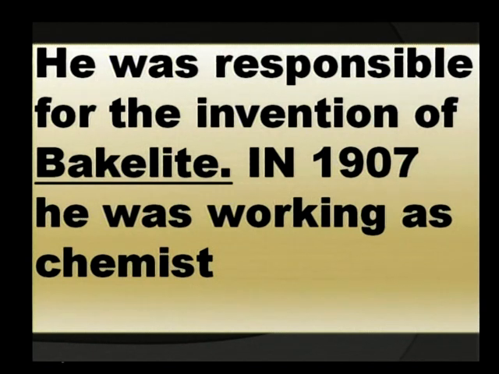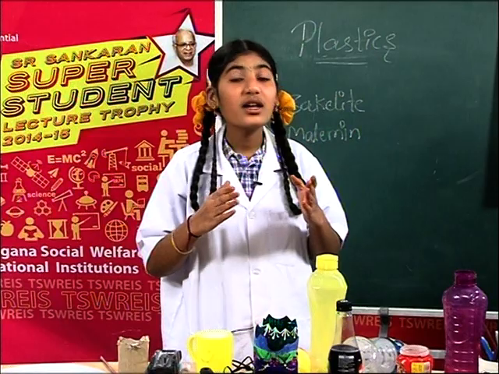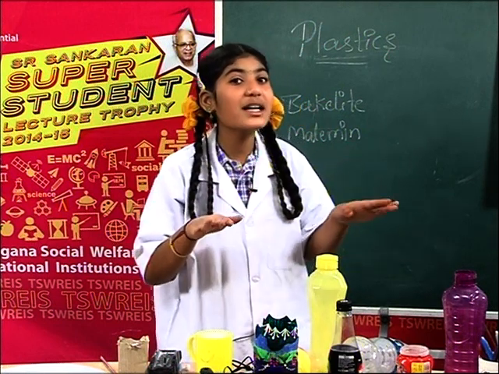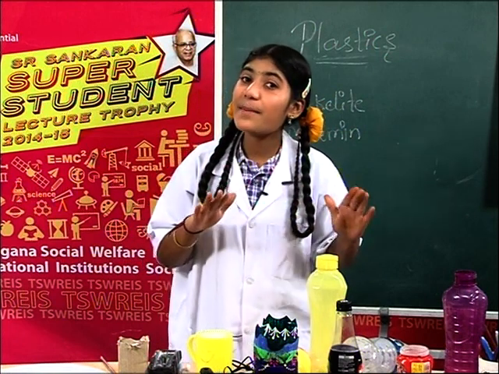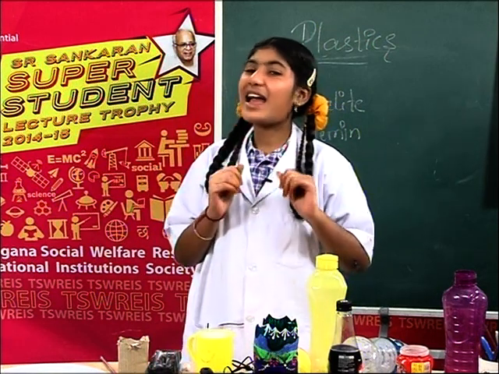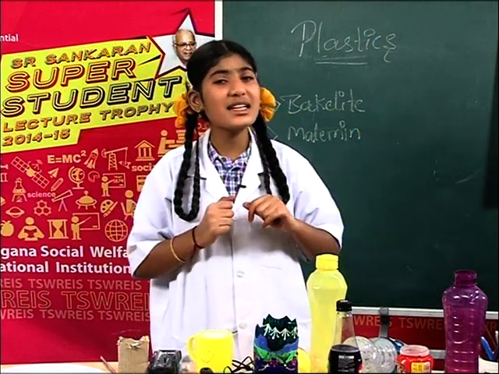In the year 1907, he was working as a chemist. Accidentally, he discovered the compound of carbolic acid and formaldehyde. When he tried to reheat that compound, he found that it does not melt in the flame. Later he named it bakelite. What is that? Bakelite.